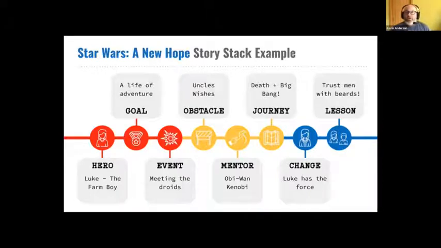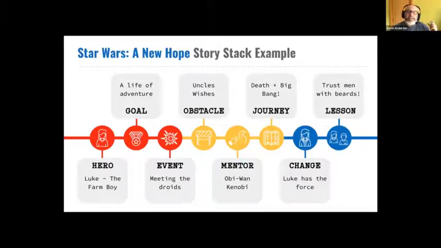So what are the obstacles? What are the barriers that are in his way? Well, fundamentally, it's his uncle's wishes. His uncle, and I imagine he's done it every single year, says just one more year, just one more season, just one more thing.